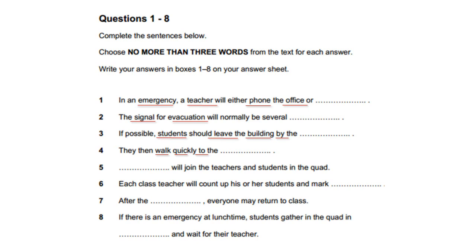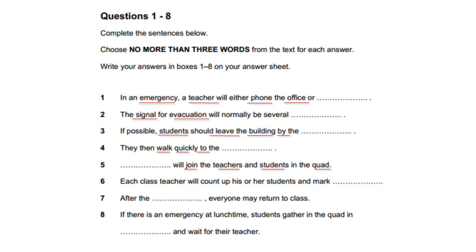So again, underline any keywords. Here I would underline join, teachers, students and quad. Then go back up to the text and scan the text for the answer. Answer 5 should appear after answer 4 in the text, so start reading from where you got answer 4 from.